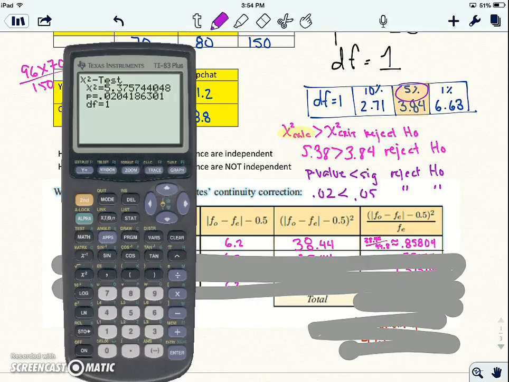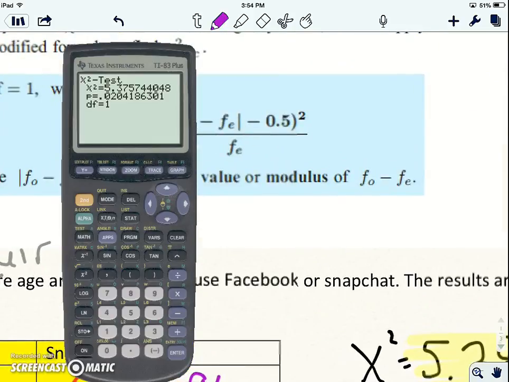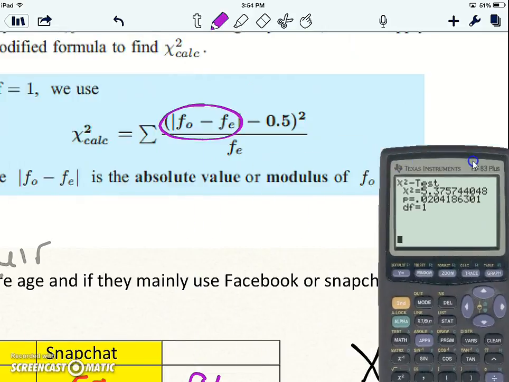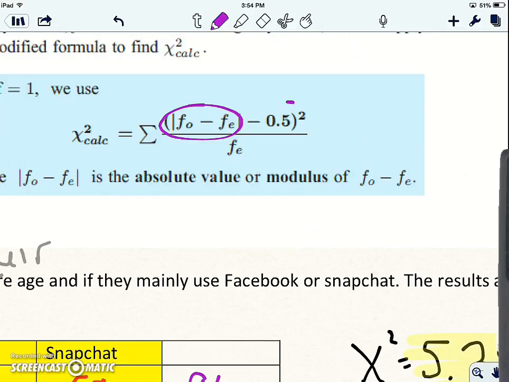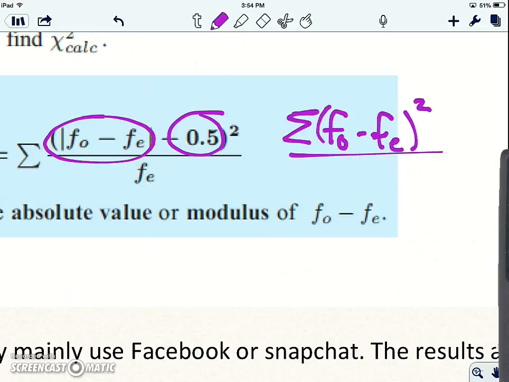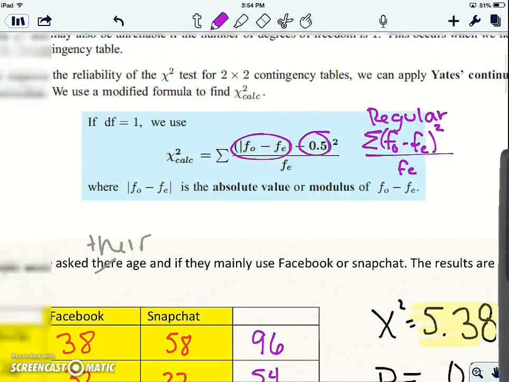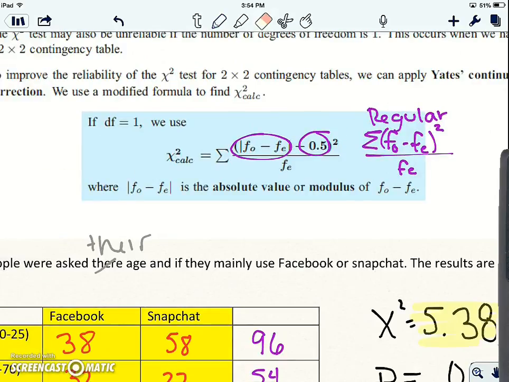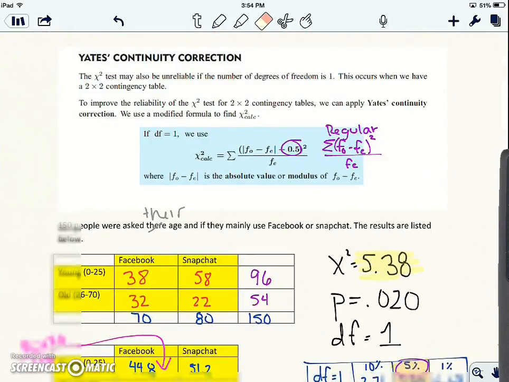So here's what Yates does. The formula changes it, and it has us not only take the difference between the observed and the expected. Okay. It then has us subtract 0.5 before we square everything. The regular formula is just the sum of the observed minus the expected squared all over the expected. That's the regular. So the difference is they have you subtract 0.5 first and take some absolute value. Okay, so we're going to do that.